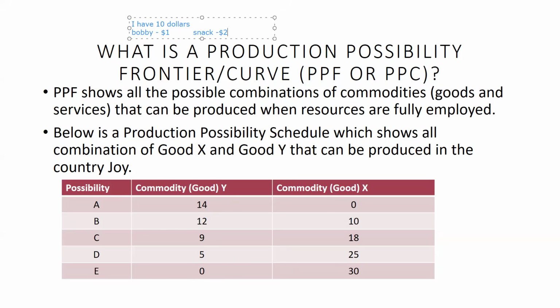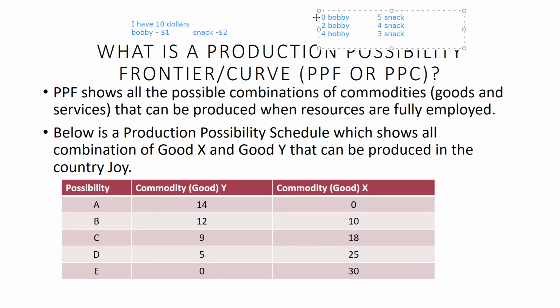If I decide to buy 4 snacks, how many bobbies could I buy? Two. So the first combination was 0 bobbies and 5 snacks. The second combination is 2 bobbies and 4 snacks. If I decide to buy 3 snacks, how many bobbies could I buy? Four. 4 bobbies and 3 snacks.